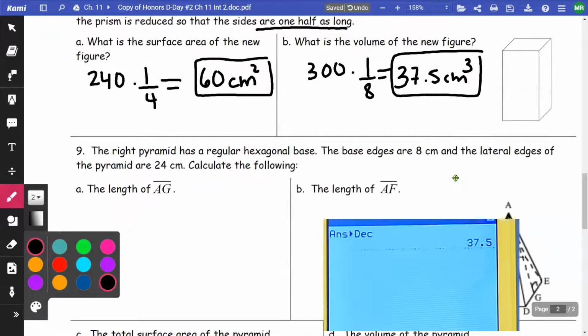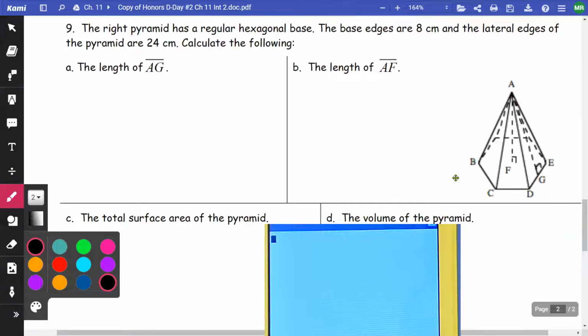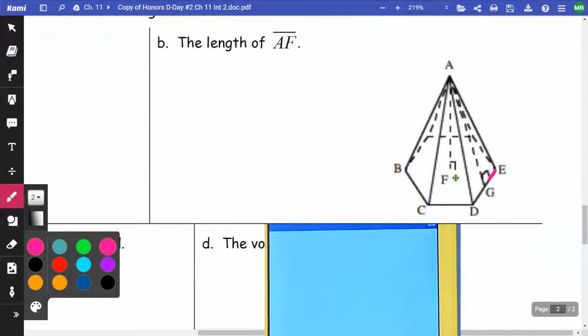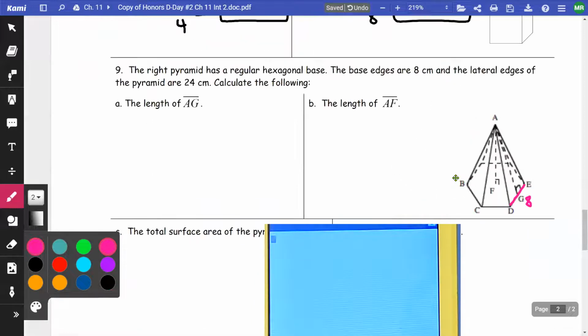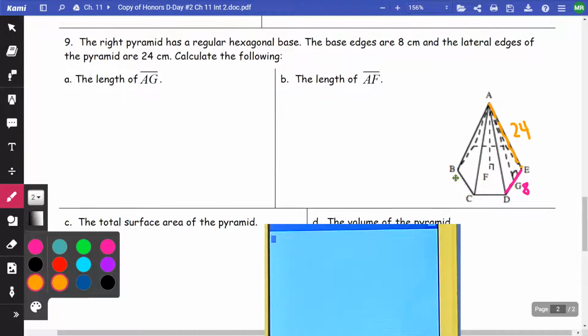On number 9, when I'm dealing with this figure, let's see. I know the edges are 8. So let's say from here to here, I know is 8. I know that the lateral edges are 24. So this right here in orange is 24. We want to find AG. So AG is from here to here.